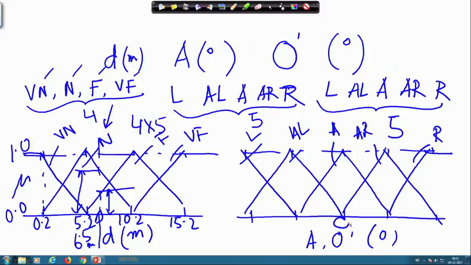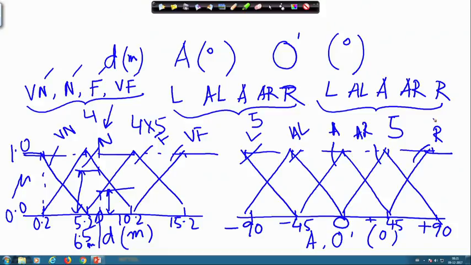So, let me put 0 degree here, that is ahead, then ahead right, let me put plus 45, that means this side, and like clockwise 45, say plus 90, similarly minus 45 and minus 90. So, these numerical values we can assign. Now, once you have assigned the numerical values for this particular angle input and this particular deviation and the distance.